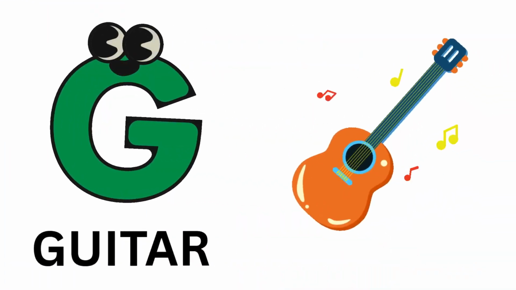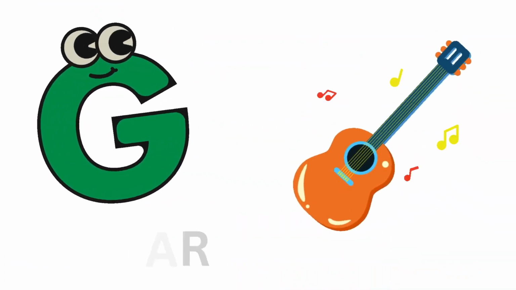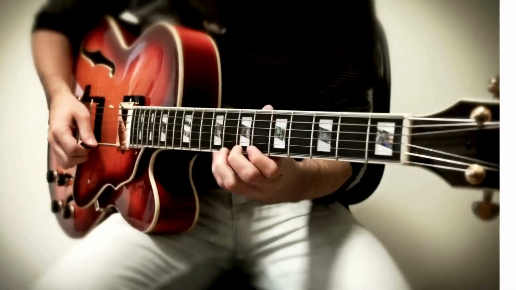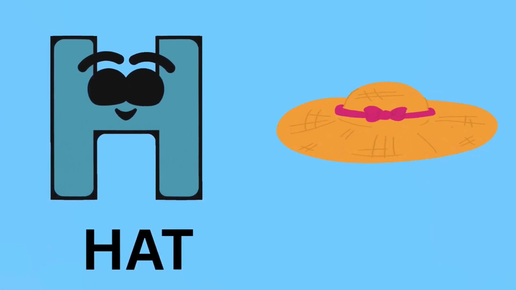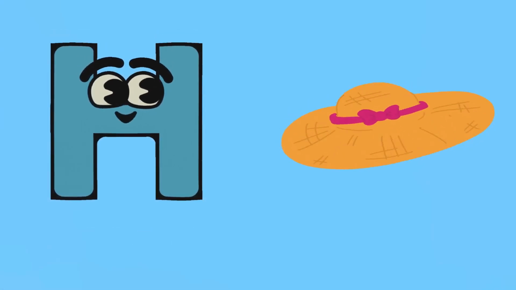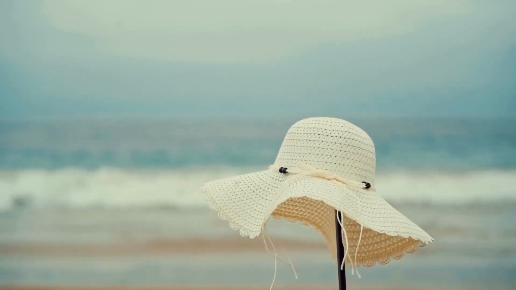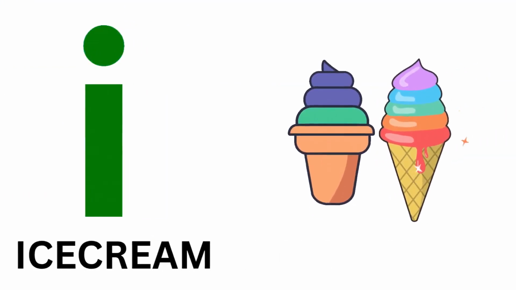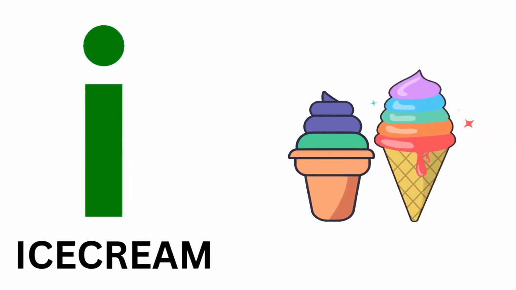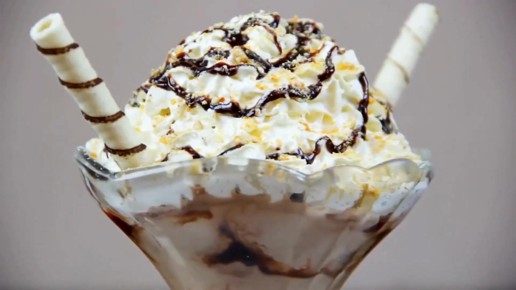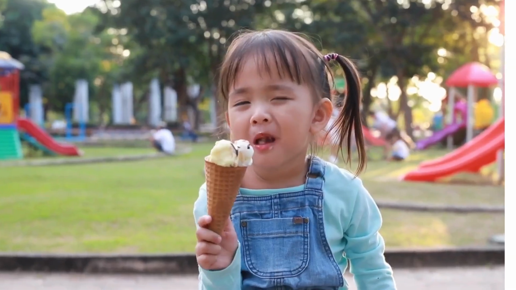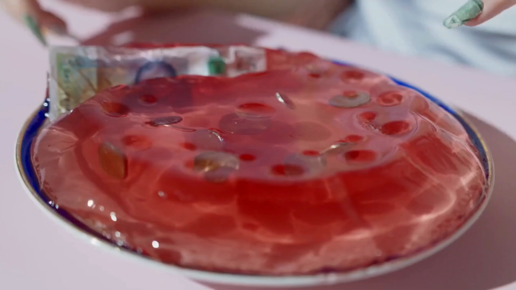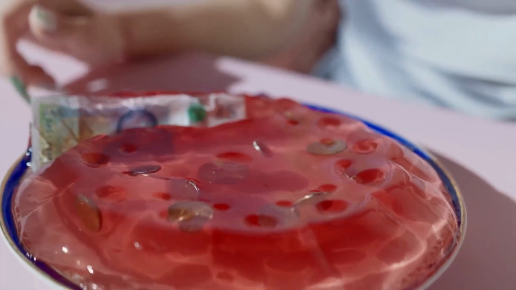G is for guitar. Guitar. G is for guitar. H is for hat. H is for hat. I is for ice cream. Ice cream. I is for ice cream. J is for jelly. Jelly. J is for jelly.